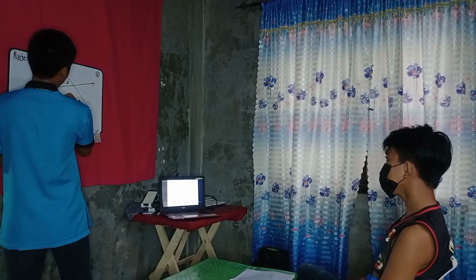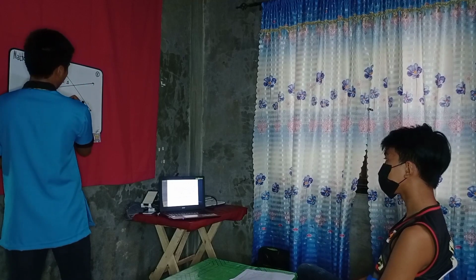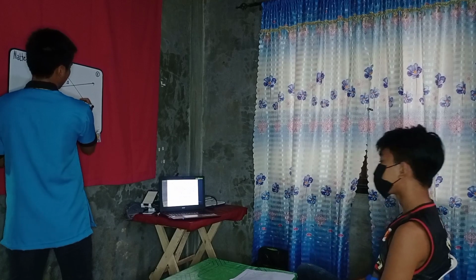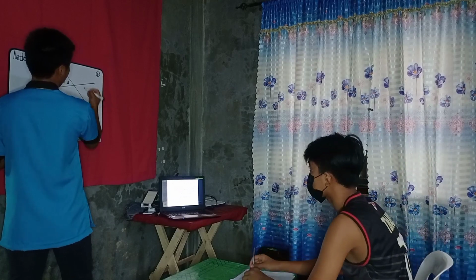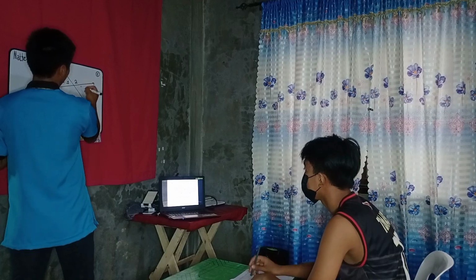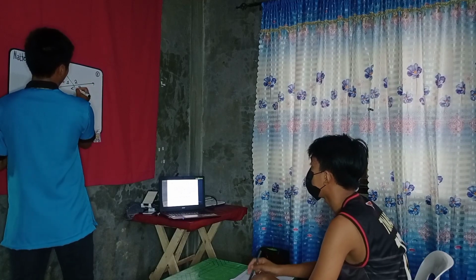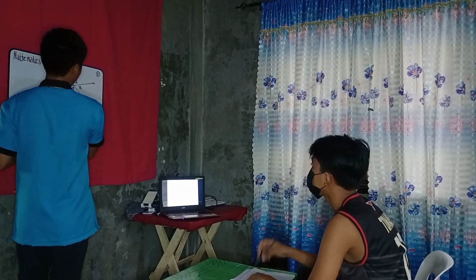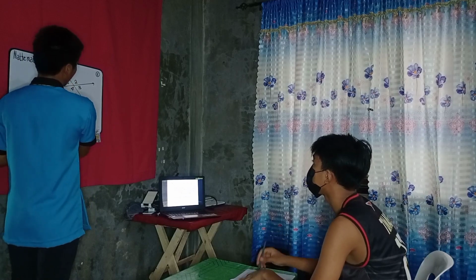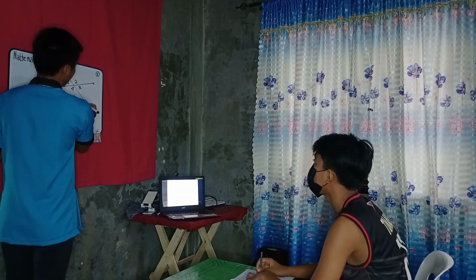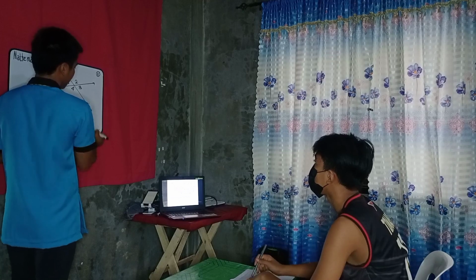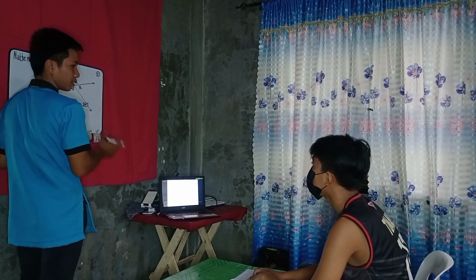Since the measurement of angle 1 plus the measurement of angle 2, where is angle 2? Here. Angle 3 is here, and angle 4. Since the measurement of angle 1 plus the measurement of angle 2 is 180 degrees, that is the measurement of our linear pair.